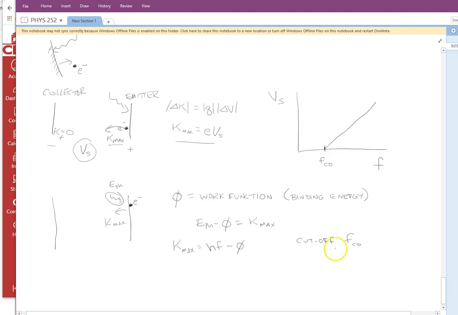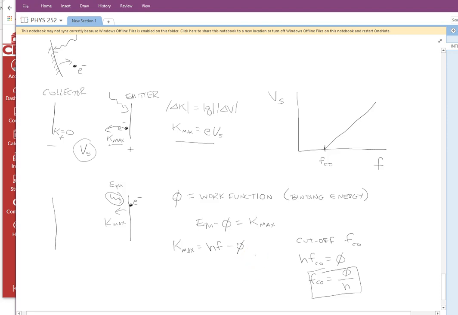I'm going to call that f sub CO. In fact, the cutoff frequency has to be such that the energy of the photon, h times that cutoff frequency, equals exactly the work function. If the energy of the photon is less than h times f sub cutoff, you're not going to liberate the electron. So we can figure out that the cutoff frequency for a particular metal is the work function, the binding energy of the electron for that metal, divided by Planck's constant. So there you go right there. All right, we have that. Okay, so we have the idea of the cutoff now already.